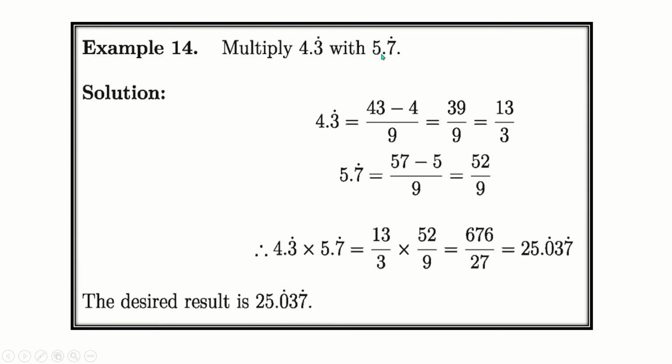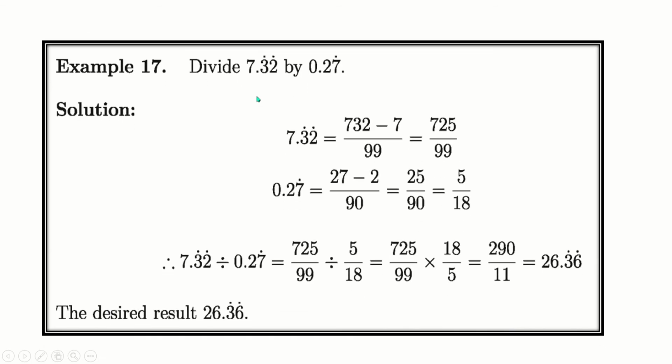Multiply this and this, same process. At first we have this equal to, as here there is a non-recurring part and a recurring part 1, non-recurring part 4, so at first we have to take the total, 43 minus 4 divided by 9. After calculating this, here the non-recurring part is 7, so we have to minus 5 from 57. This into this, we will get this as the correct result.